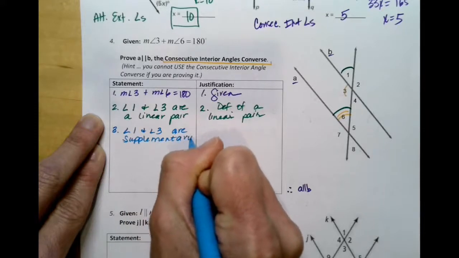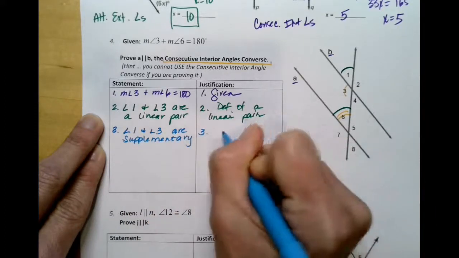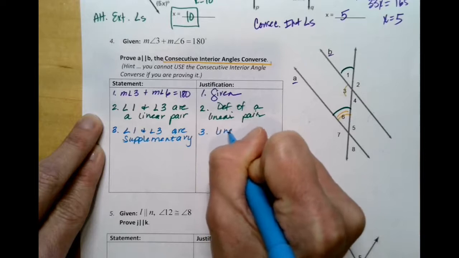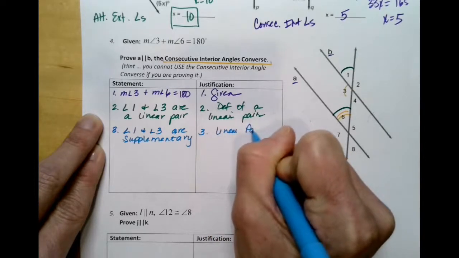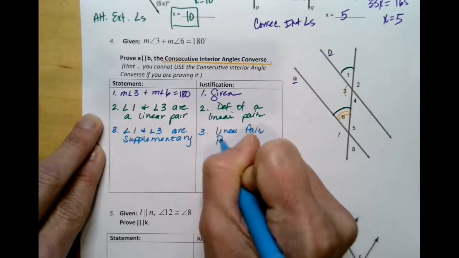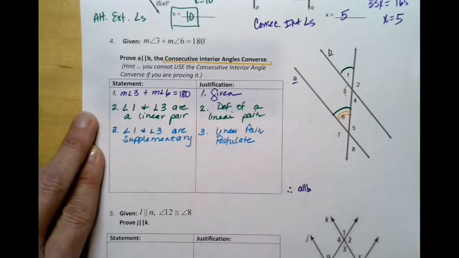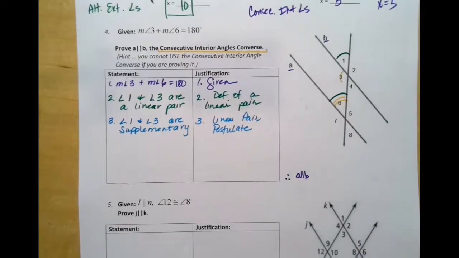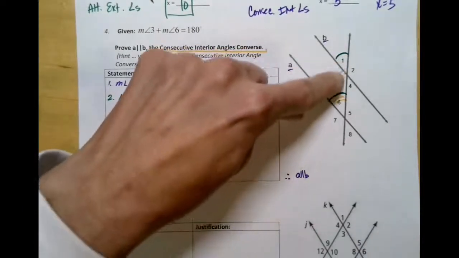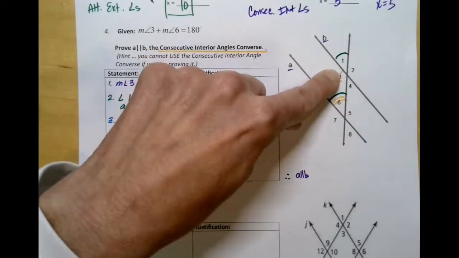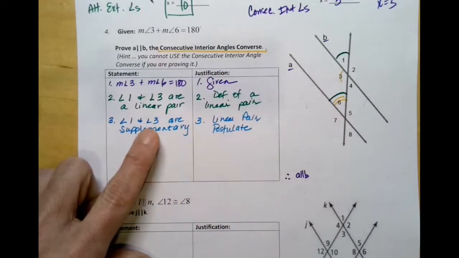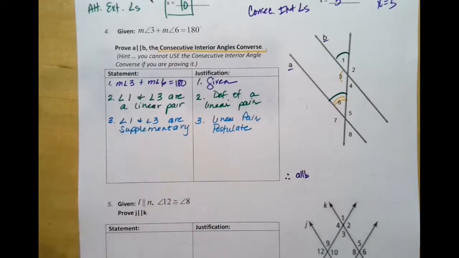They are supplementary. How do you know that they're supplementary? My linear pair postulate. Don't forget about that guy. Your linear pair postulate is the one that says if you have two angles that are a linear pair, then they're going to be supplementary. If they're supplementary, then they add to 180 degrees.